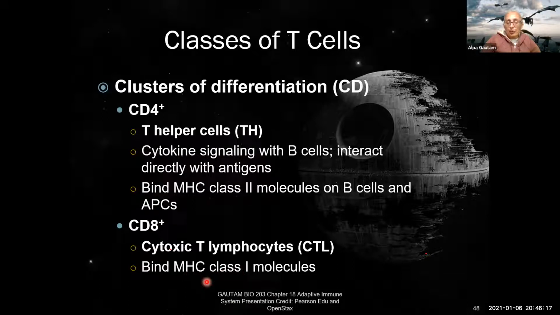When I say that they're present on all cells except for red blood cells, would APC cells and B cells also have class 1 molecules, MHC class 1 molecules?